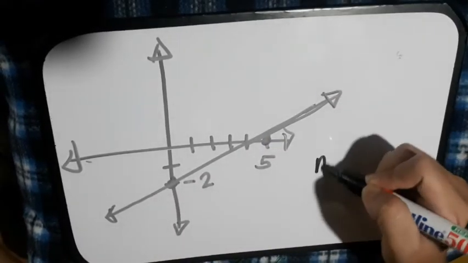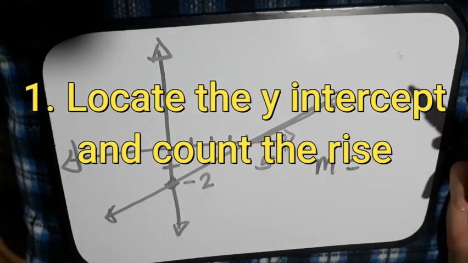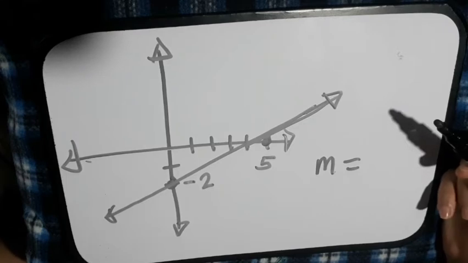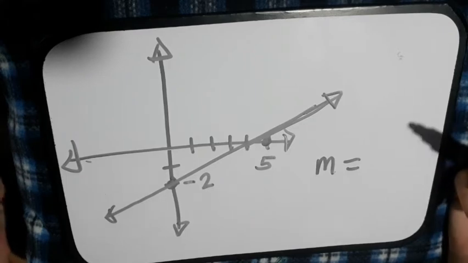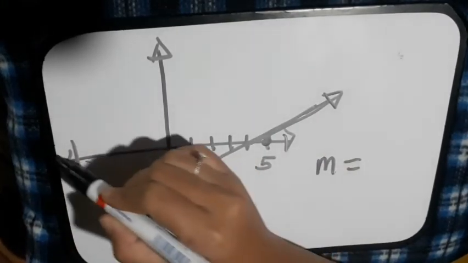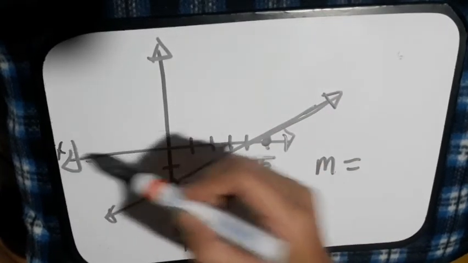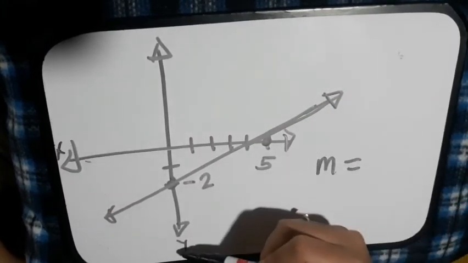So, una, m is equal to our rise. The first thing that we need to do is to locate the y-intercept, then count the rise, then afterwards, locate the x-intercept, then count the run. So, this is our y-intercept, and this is our x-intercept. So, y is the vertical line, and x is the horizontal line. So, let's locate the points.